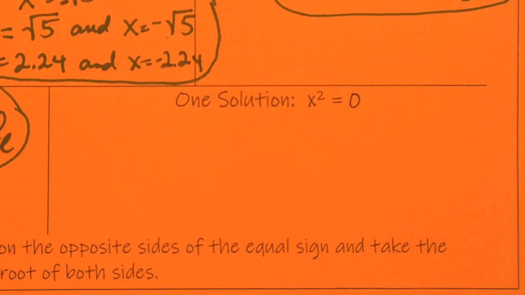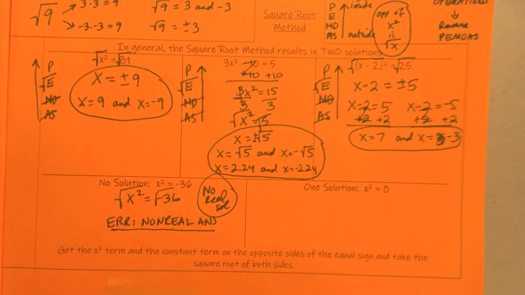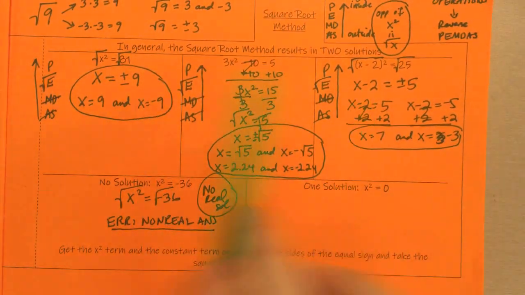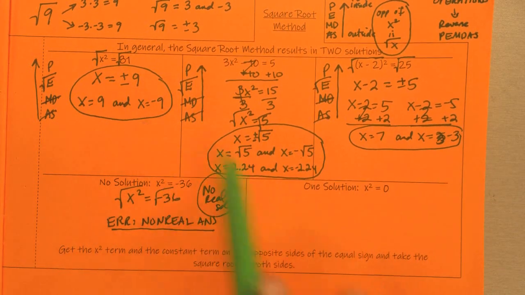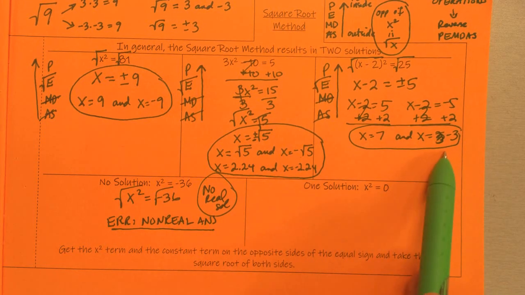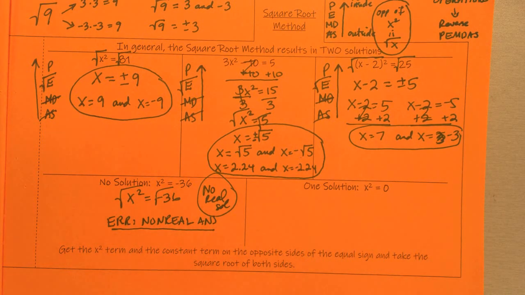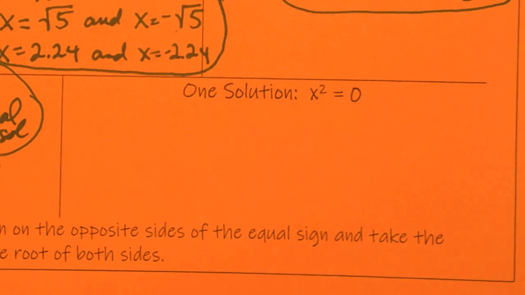If you look at these notes, they say in general the square root results in two solutions. So most of the time you're going to have two solutions. Now, as you've seen, I don't want you to be thinking that they're always opposites, because they might not be. In this case, they weren't opposites, but there were still two solutions. You might have no solution, and there's one circumstance where that happens, and it's right here.